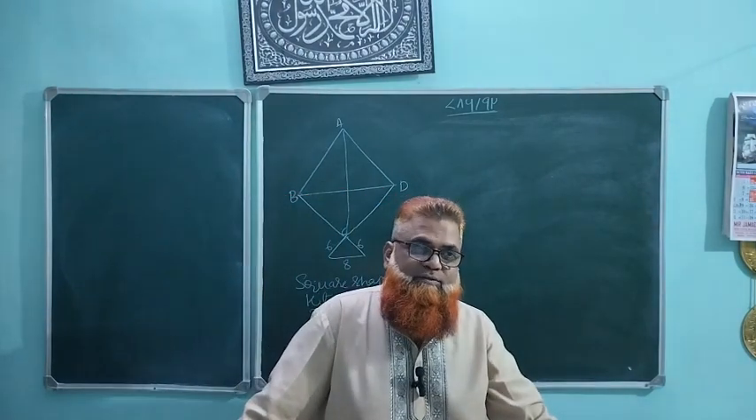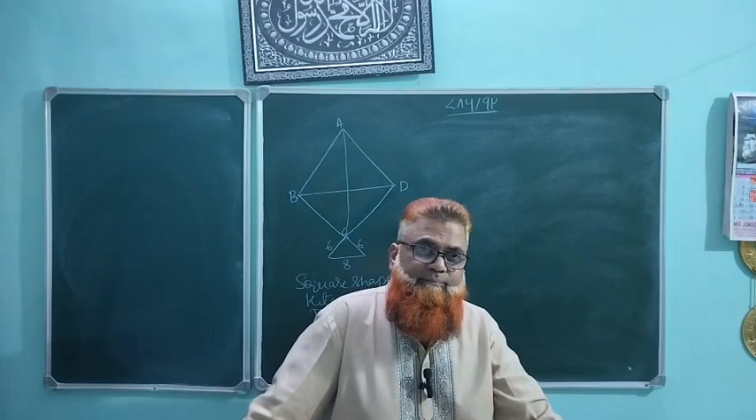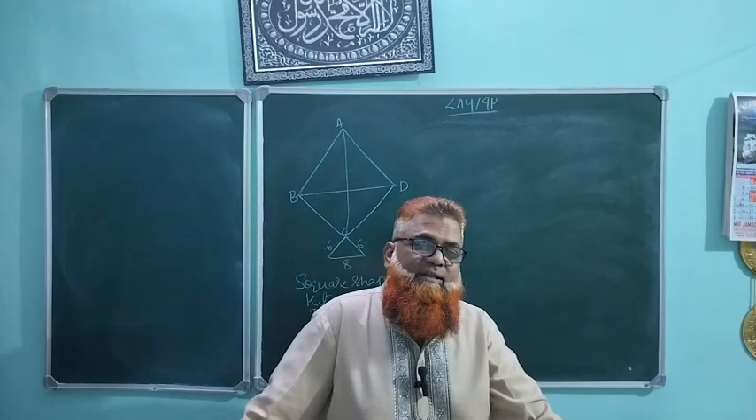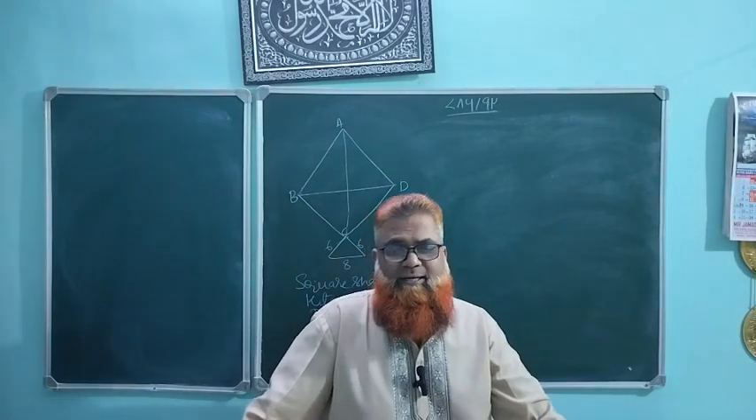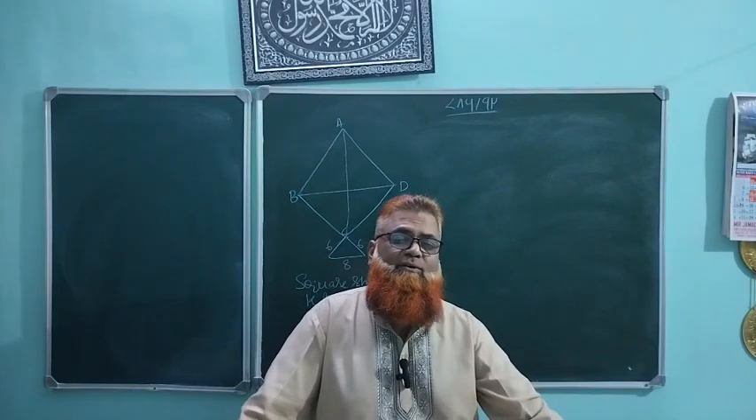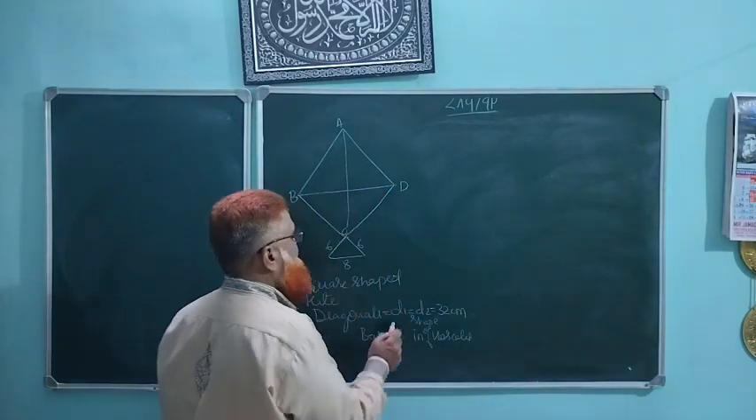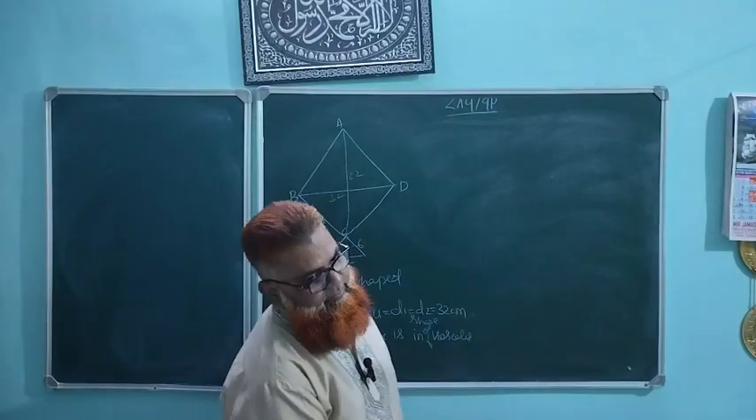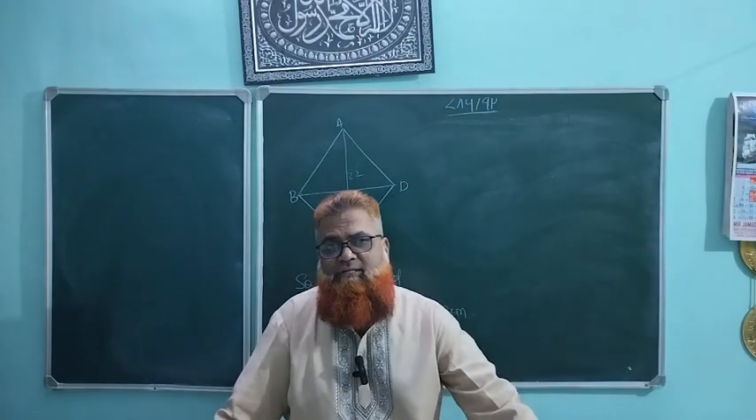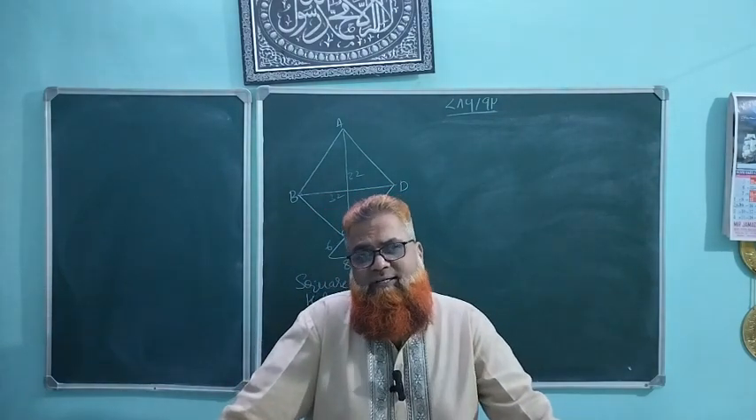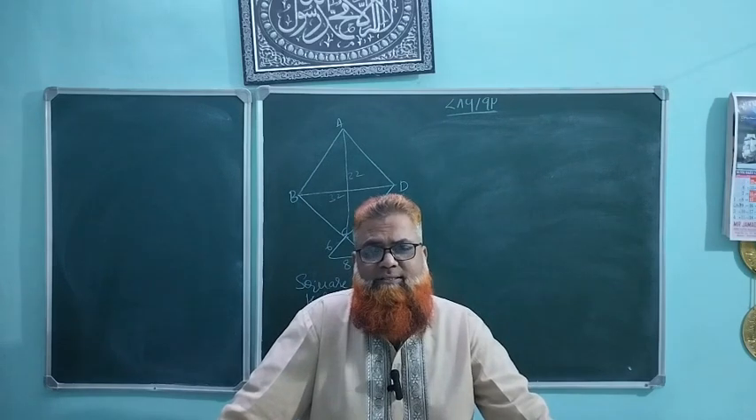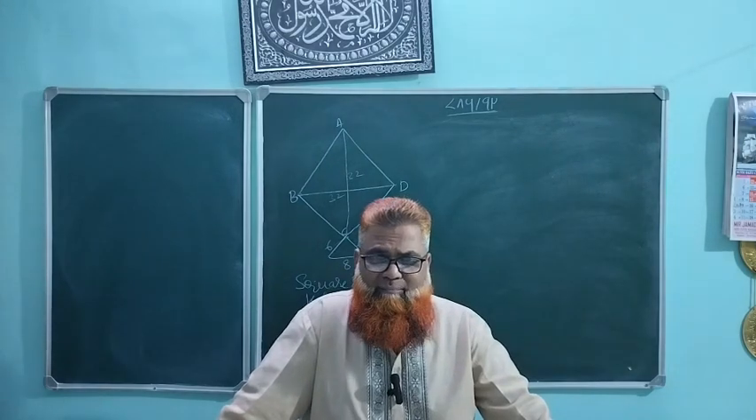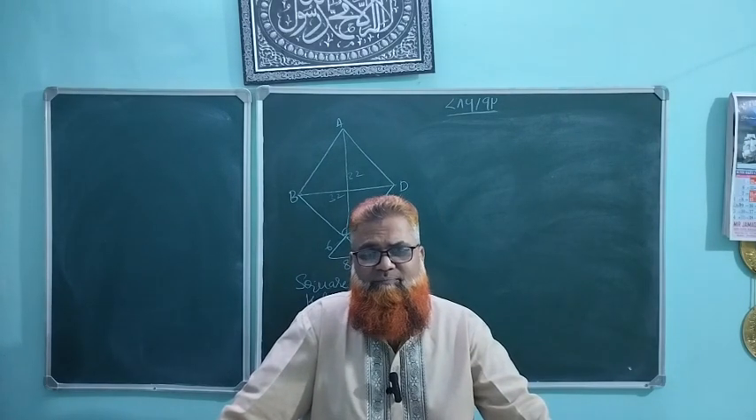A kite is in the shape of a square, and its sides are not given, but its diagonals are given. Each diagonal of the kite is 32 centimeter. As you know the basic properties of the square: all sides are equal, the diagonals are equal, each angle of the square is 90 degrees, and the diagonals bisect at right angles to each other.